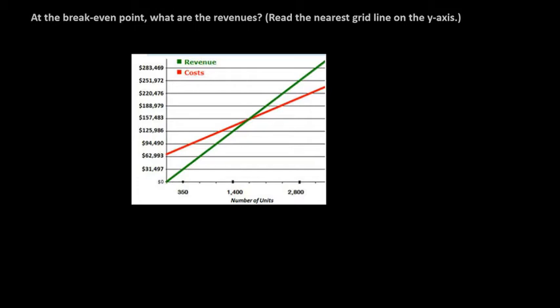Another type of question you might see, it might ask you, at the break-even point, what are the revenues? Well, first we need to know what the break-even point is. And remember, from the definition of a break-even point, that was going to be where our revenue was equal to our cost, right? If we were to subtract them, revenue minus cost, we would get $0, right? So this is where we have neither lost money nor made money. So where is that happening? Well, it would have to be where their dollar amounts were equal, right?